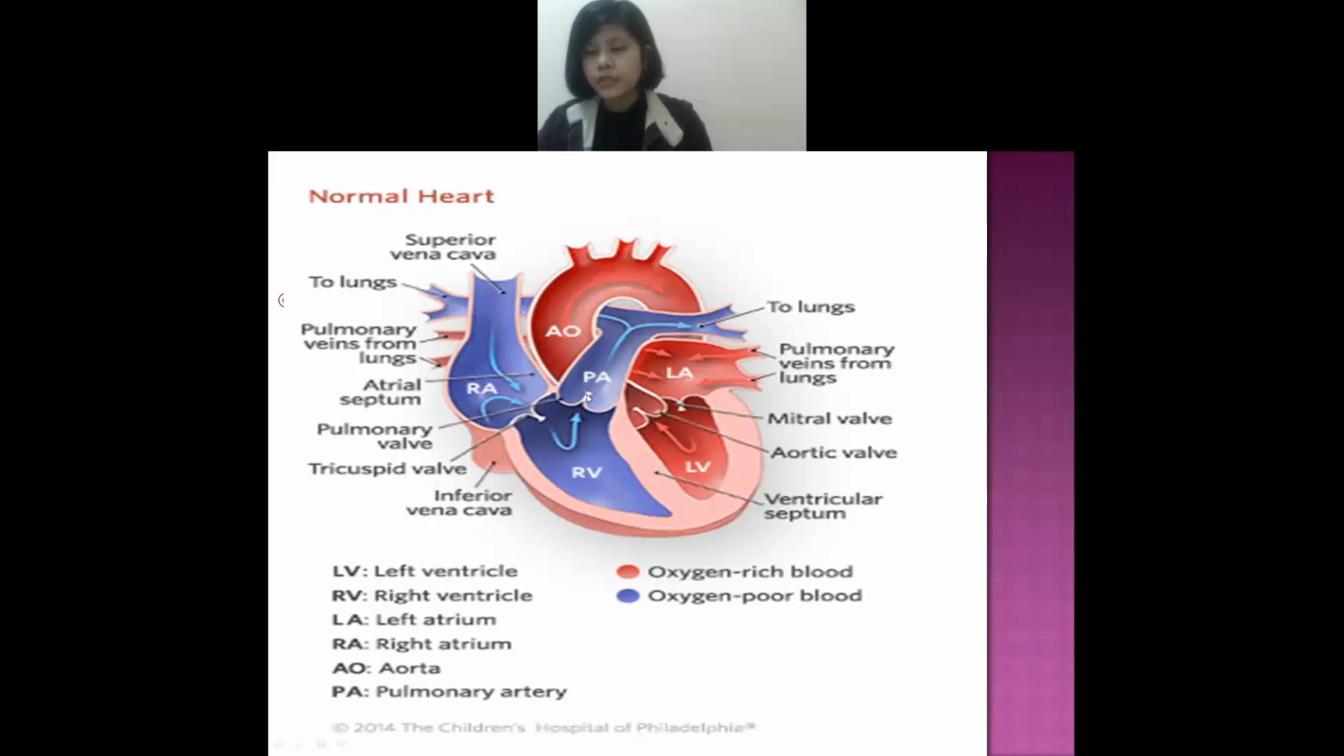But before the pulmonary artery opens, what will happen? Again, there is a door or a pathway which is known as the pulmonary valve. This is the pulmonary valve. So as soon as the pulmonary valve opens, it will enter into the pulmonary artery. So the pulmonary artery is divided into two parts, the right and the left pulmonary artery. Where will it go? It will go to the lungs.